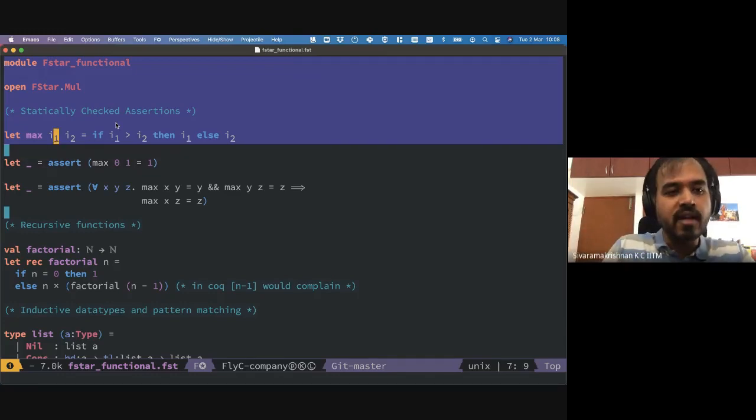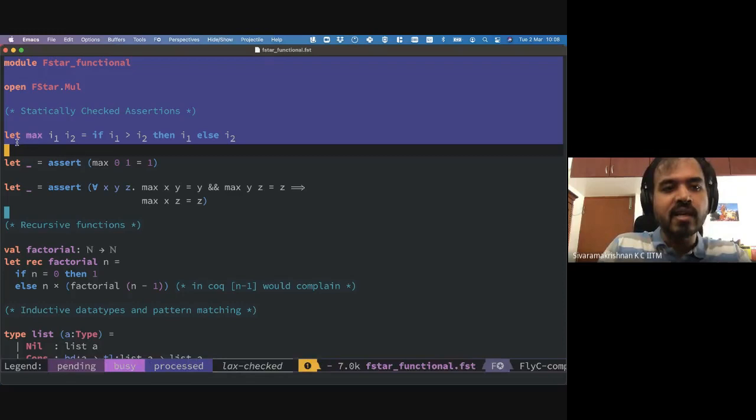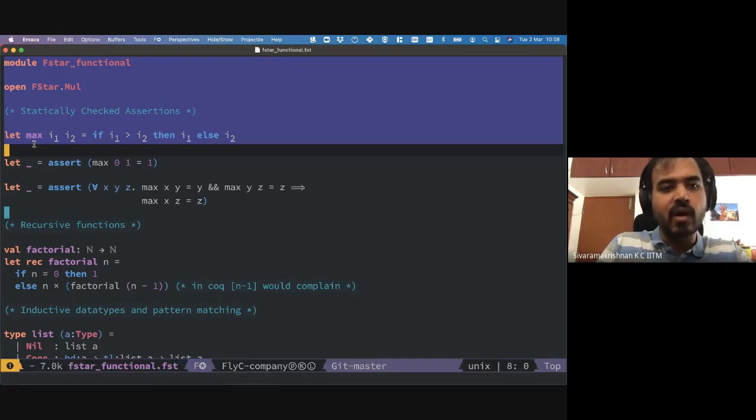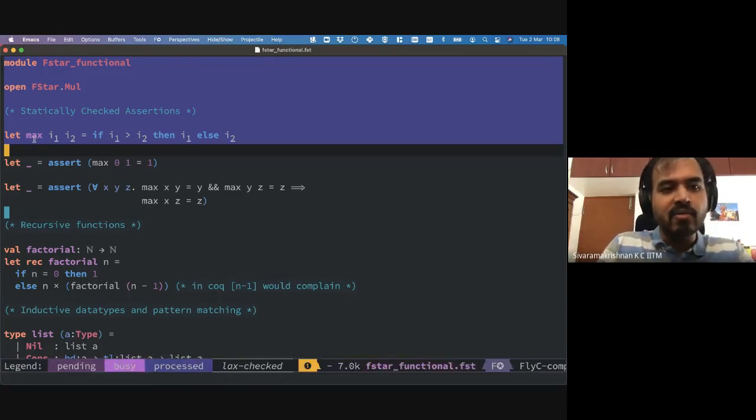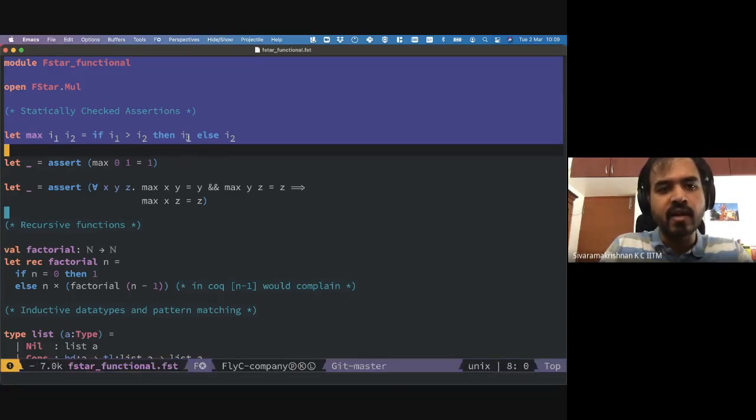So what am I doing here? I'm describing a small function, right? The syntax is similar to OCaml. So I'm defining a let max function that takes two integer values. If I1 is greater than I2, then I return I1, else I2. And then I assert that the result of max of 0 and 1 is 1, right?